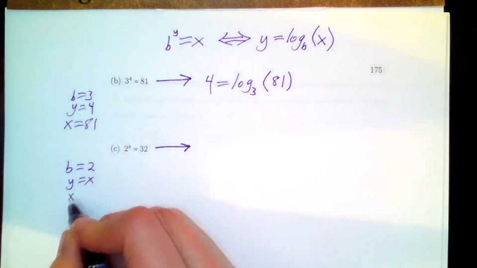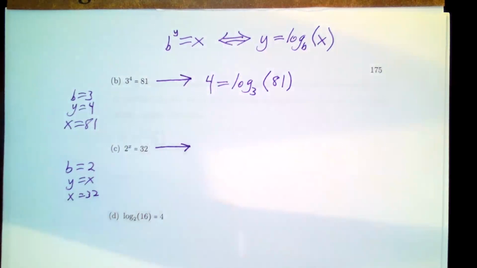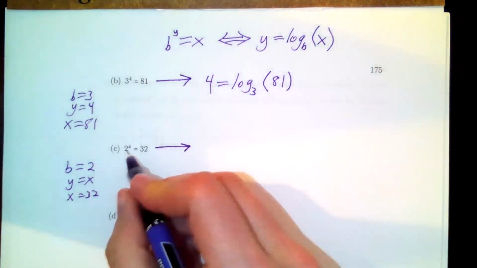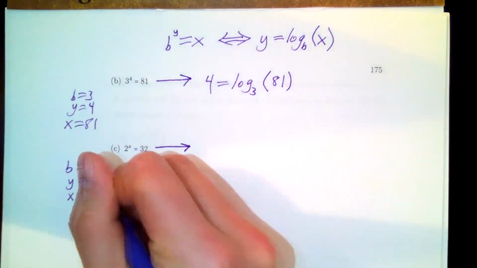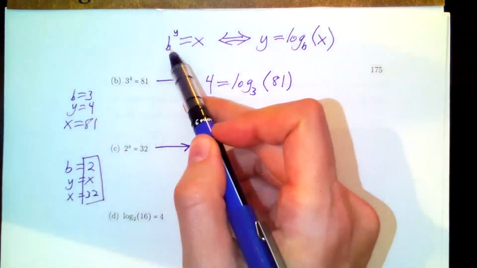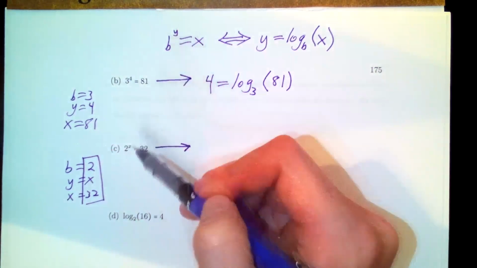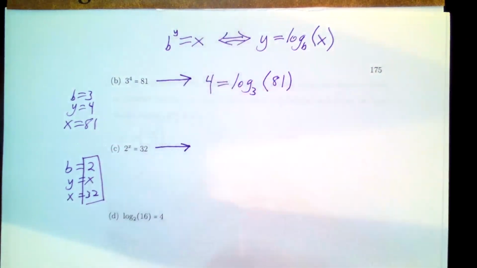It's 32. So they did kind of mess with their heads a little bit when they used x here in the power, and I have x in my formula. But we're looking at this side. What is this b? This b is 2. What is this y? This y is x. What is this x? That's 32.